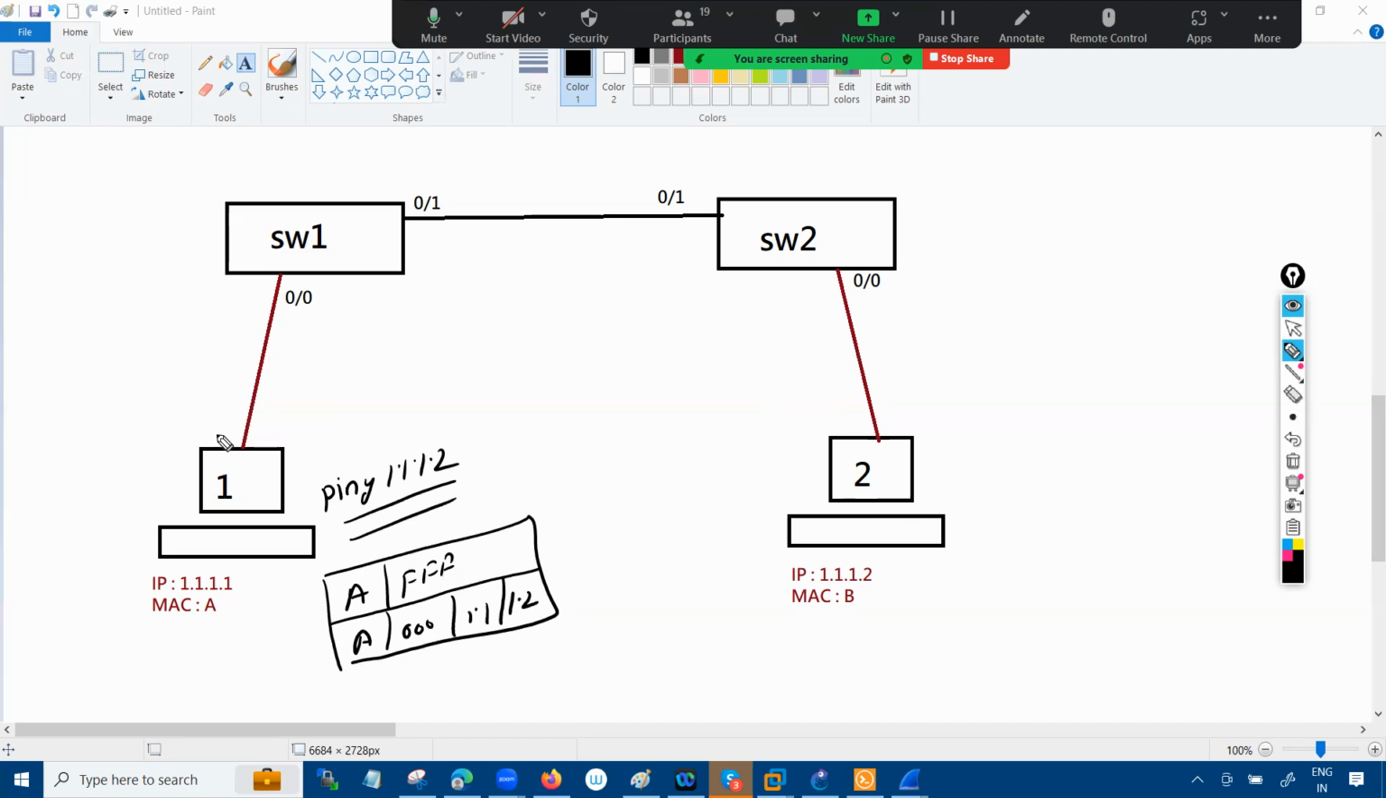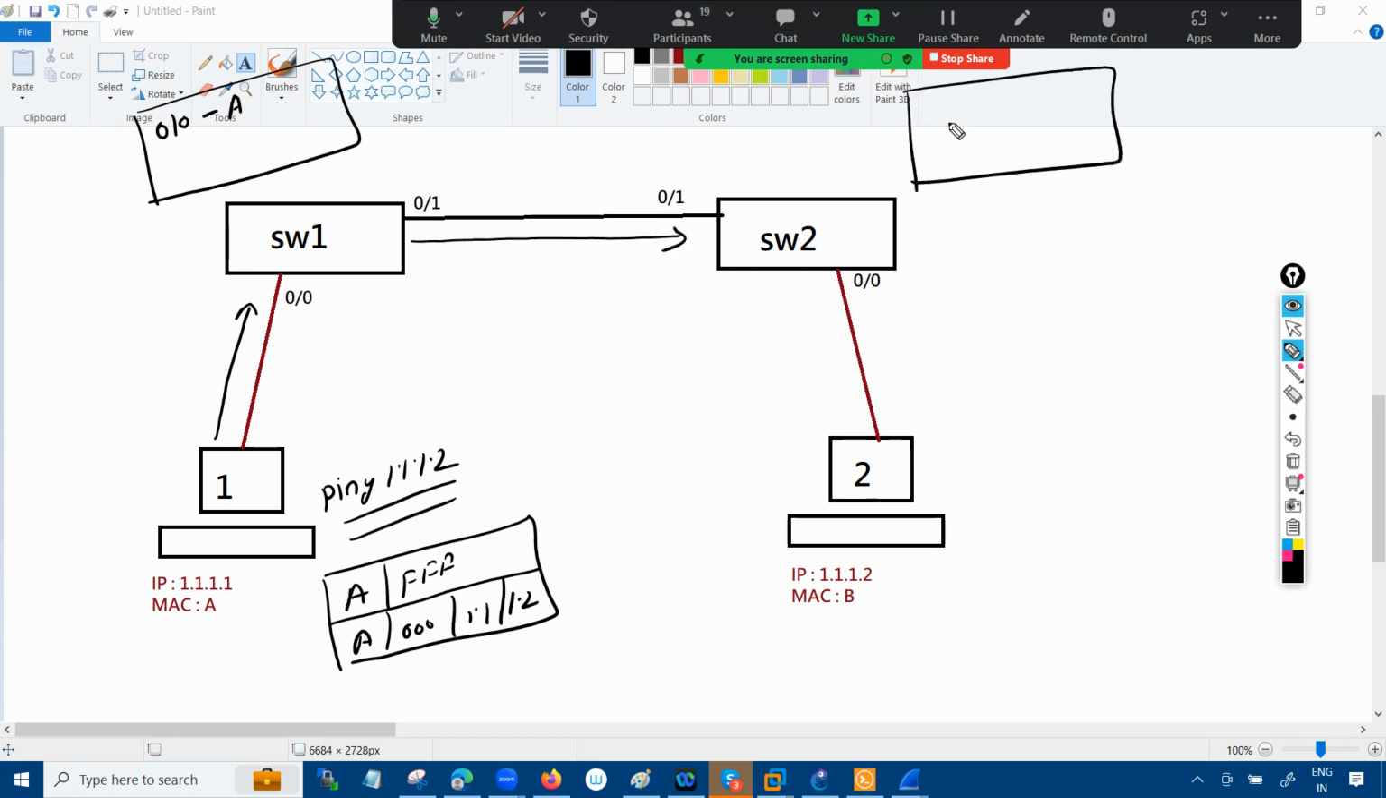Now, when PC1 sends this packet to switch 1, what is the behavior of switch 1? Switch 1 is going to learn the MAC address. What MAC address will it learn? On 0/0, it learns MAC address A. Now it will broadcast this packet on this particular interface. Once switch 2 receives it, it will also learn MAC address A over there. Always learn the source MAC address. And now it will broadcast this packet on this particular interface, and PC2 will receive it.